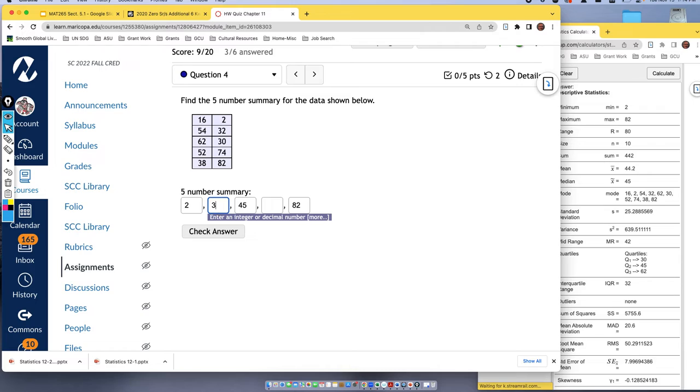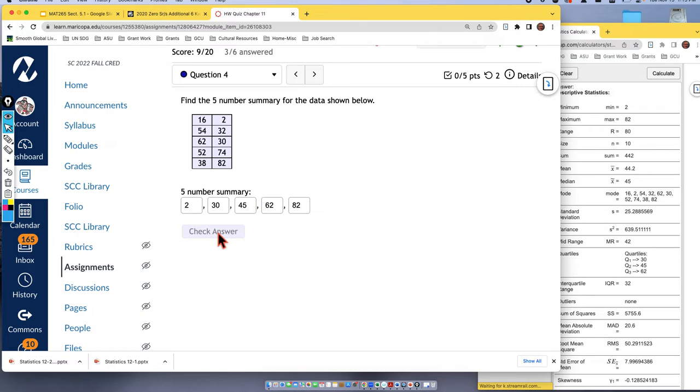So then it'll be 30 and 62. So it's Q1 and Q3? Yeah, Q1 and Q3. Because Q2 is the median? Yeah, we've already got it. So actually you could ignore the median, and your middle number, it gives it to you as Q2.